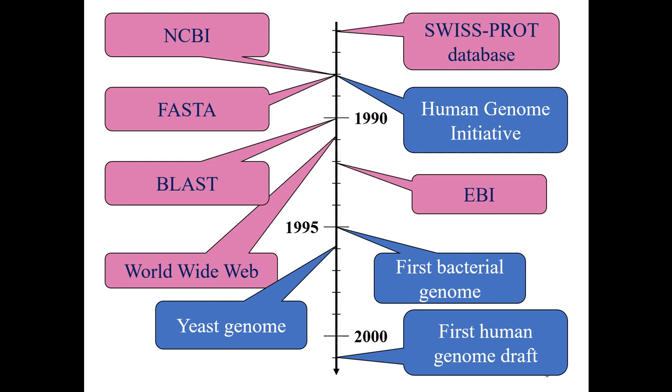Now, similarly, you can see there was the establishment of the SwissProt database. SwissProt is a protein sequence database that was established in 1986 by the Swiss Institute of Bioinformatics, but now it is maintained by EBI, the European Bioinformatics Institute. Then, in 1988, there was the establishment of NCBI, the National Center for Biotechnology Information.